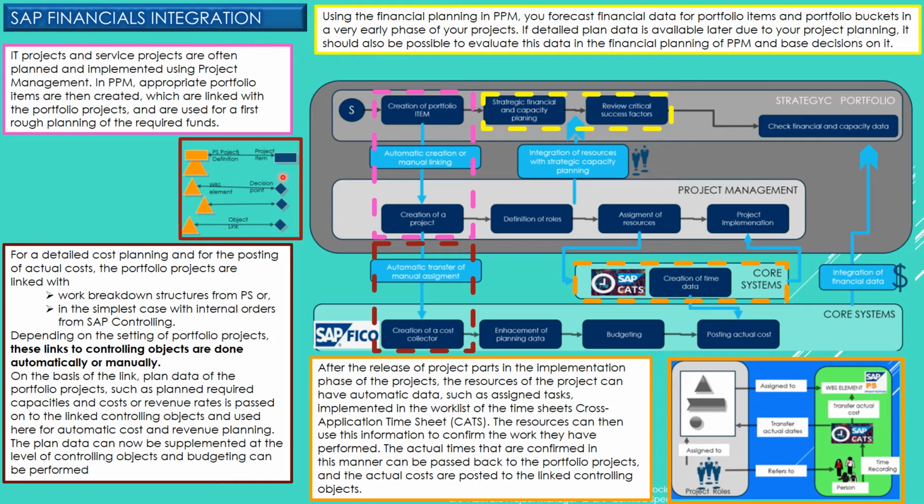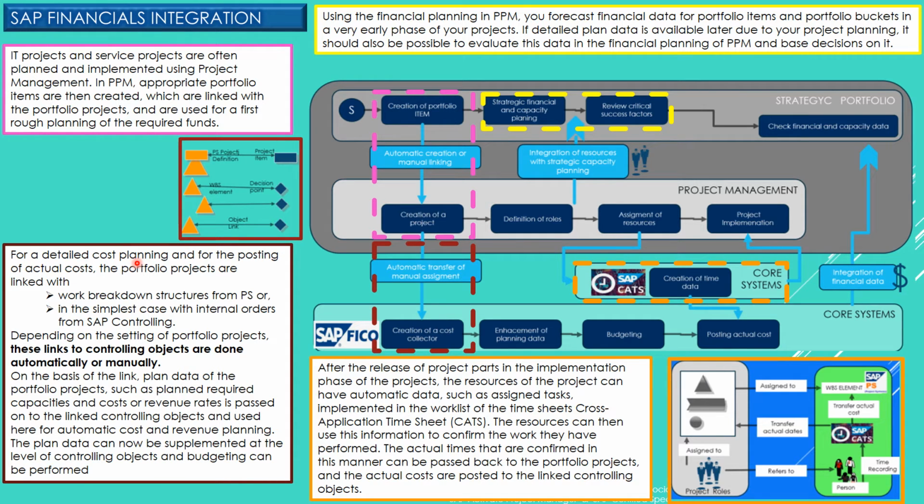And in the lesson regarding integration of SAP-PPM with SAP-PS, we saw that the project item can be linked with the PS project definition, and WBS elements should be linked with decision points in the portfolio item. So now we will see this link between project management and SAP FICO.